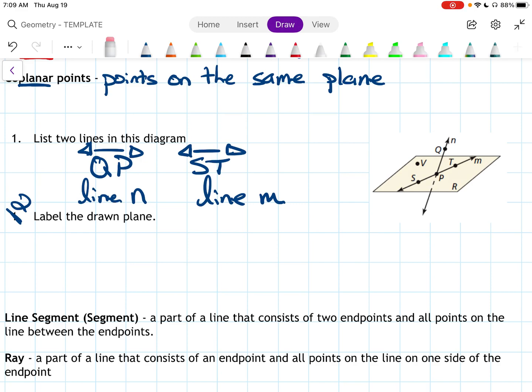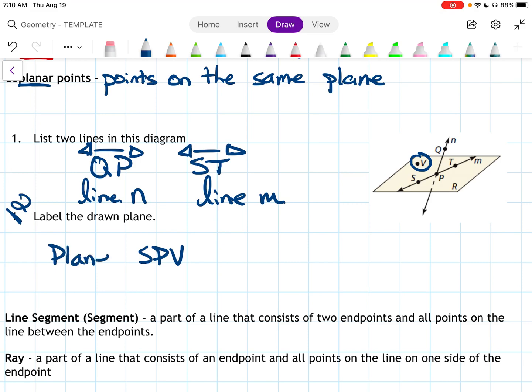All right, number 2, label the drawn plane. A plane takes 3 points that are not on the same line. 2 of them can be on the same line, but not the third. So I'm going to grab from our line that is laying on the piece of paper, think about your pencil laying on the piece of paper, 2 points from it. Let's grab point S and point P. So we have S and P, and then we need 1 point that is not on line SP. So let's take point V. So SPV, and we want to put the word plane in front of it.